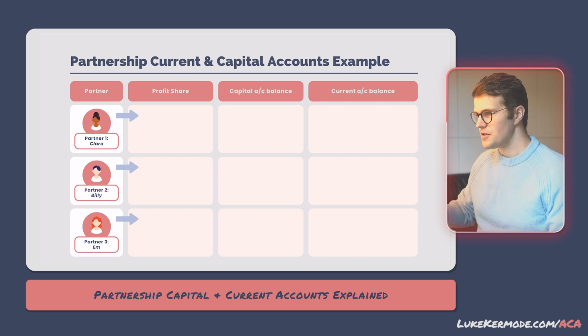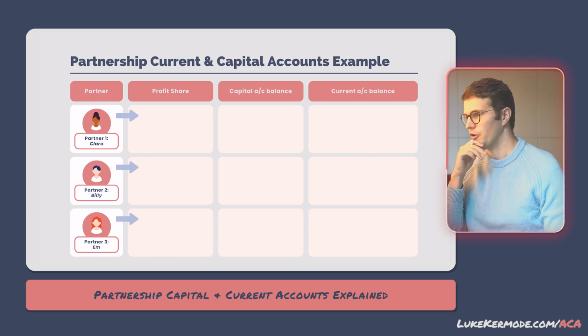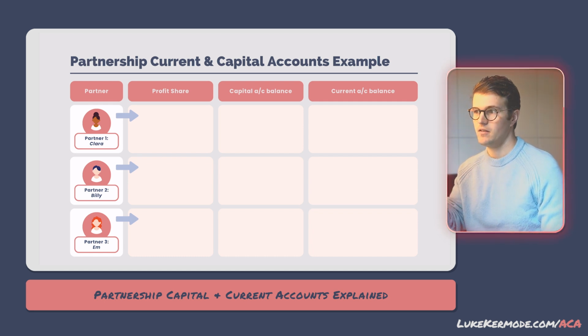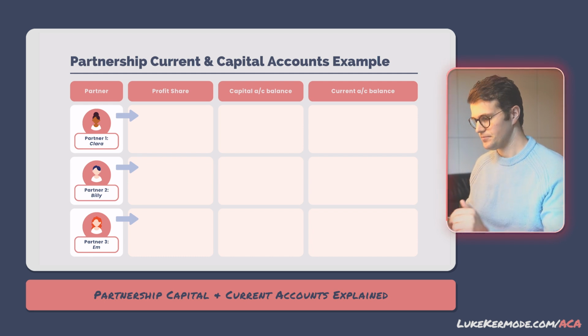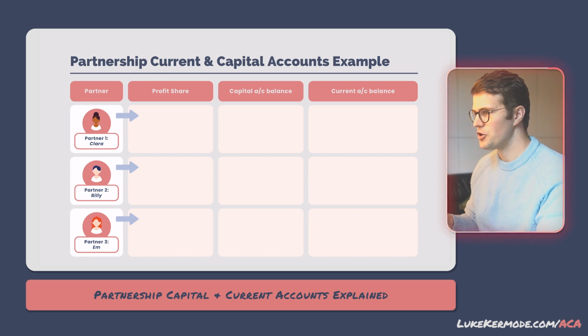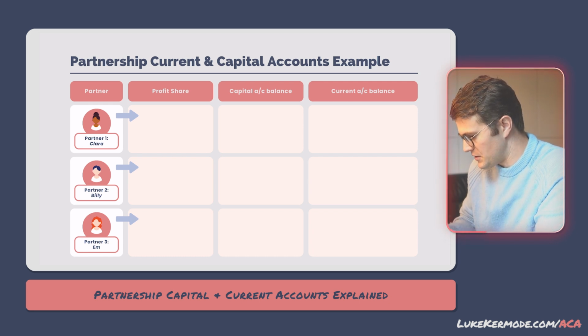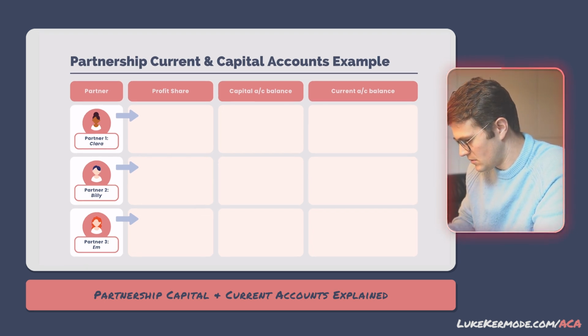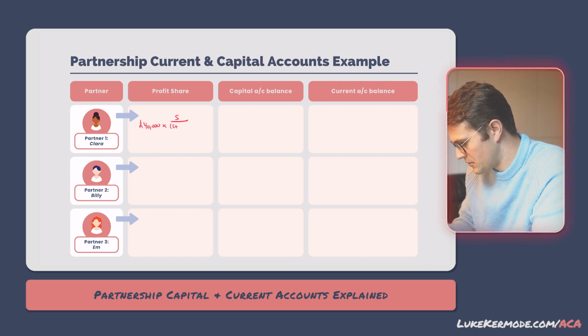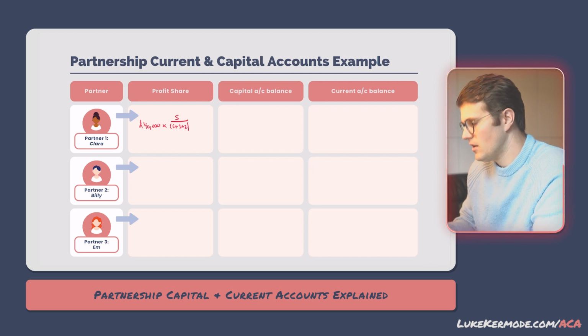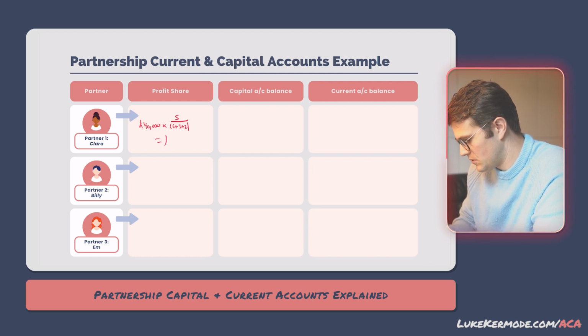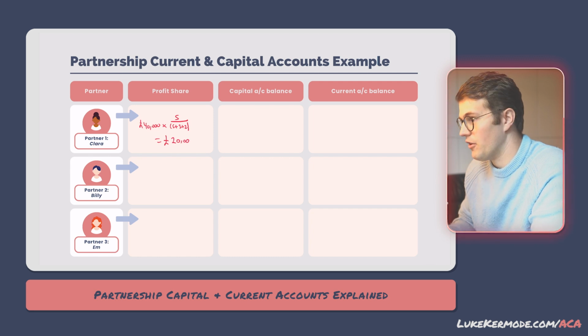Okay, so let's start by calculating how the £40,000 of net profit is going to be shared amongst the partner group. And we do this by applying the agreed profit sharing ratio 5:3:2. So let's start with Clara. Clara's share of the 40,000 is calculated as follows. We take the £40,000, we take her share, the 5, and we divide that by 5 plus 3 plus 2, i.e. 10, which equals £20,000. That's her share of the profit.